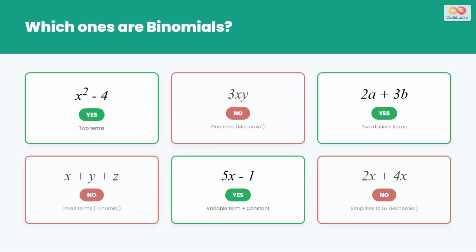Let's practice identifying them. Look at the top left, x squared minus 4. This has two distinct terms, so yes, it is a binomial. However, 3xy is just a single term, known as a monomial. Similarly, x plus y plus z has three terms, making it a trinomial. Remember, we are looking for exactly two terms.